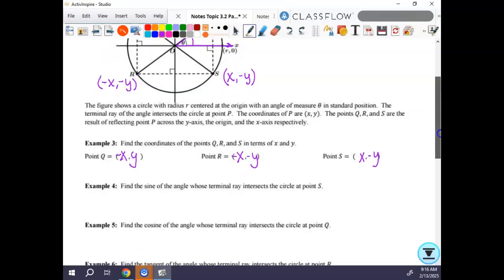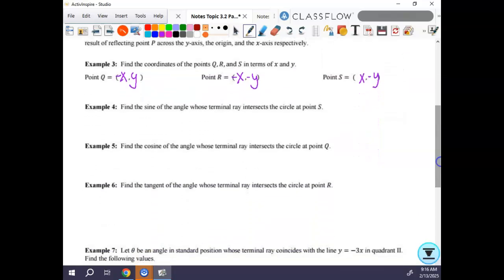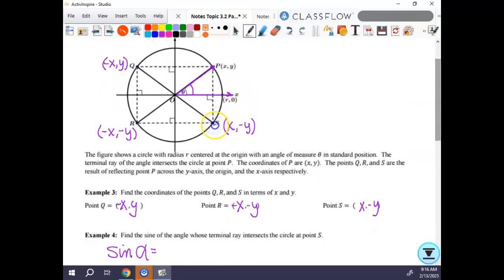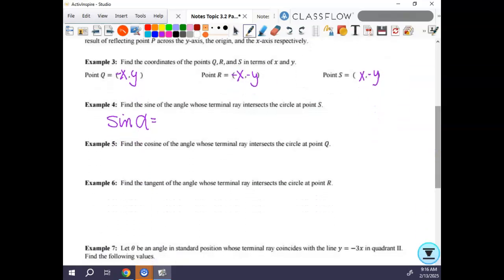All right, so then it says, find the sine of the angle whose terminal ray intersects with point S. Okay, so we can't call it theta because we already have a theta. So let's call it alpha. So we're going to find the sine of alpha. Point S, sine is y over r. So S is right here. That's a negative y. So it'll be negative y over r, which makes sense because that's in the fourth quadrant and sine should be negative, right?